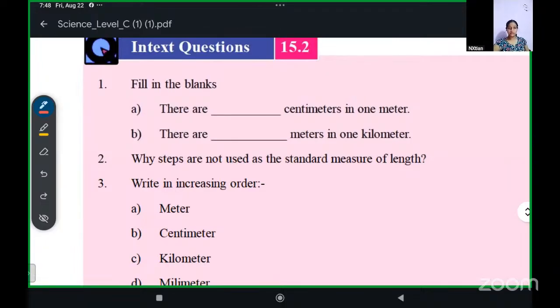Can you hear me? Ma'am, can you repeat? Your voice is very low for me. Wait, I'll try to lift.